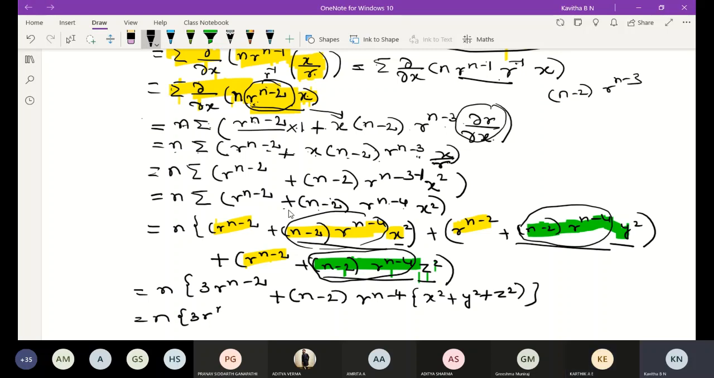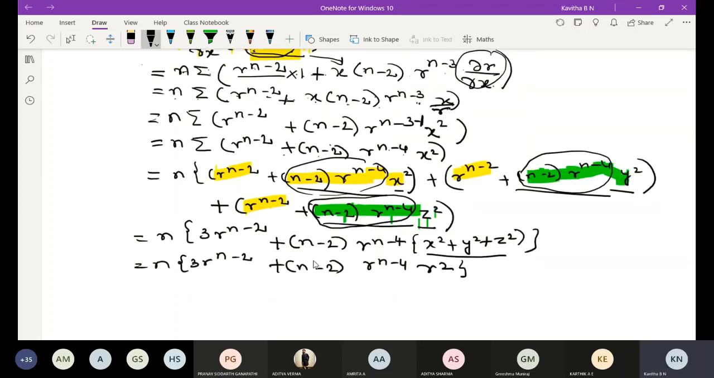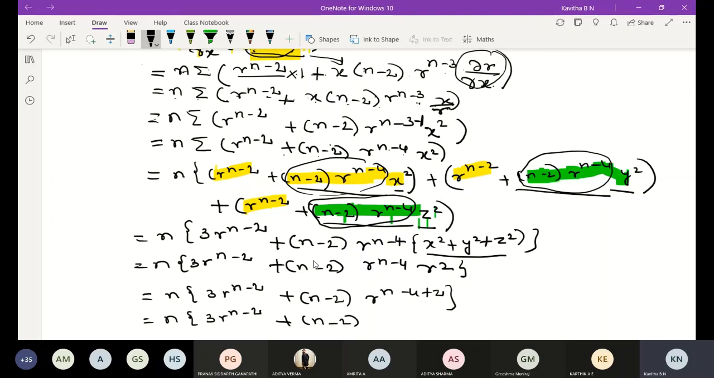Okay, 3 r to the power of n minus 2 plus n minus 2 r to the power of n minus 4. This we are writing x square plus y square plus z square. We are writing r square. Then n into 3 r to the power of n minus 2 plus n minus 2 r to the power of n minus 4 plus 2. Okay. Then n into 3 r to the power of n minus 2 plus n minus 2 into r to the power of n minus 2.